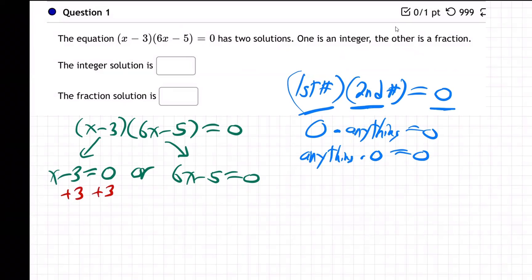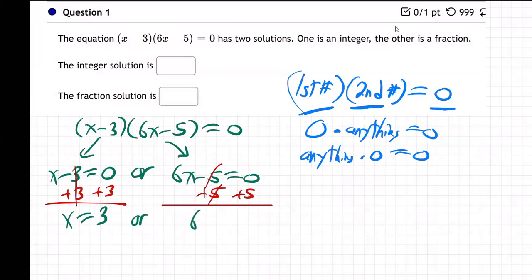So I'm going to add 3 to both sides, and so x is positive 3. And then in the other one, I'm going to add 5 to both sides. That's gone, and we get 6x equals 5. And the last step is to divide by 6. And there we go. So we've got two answers, 3 and 5/6.